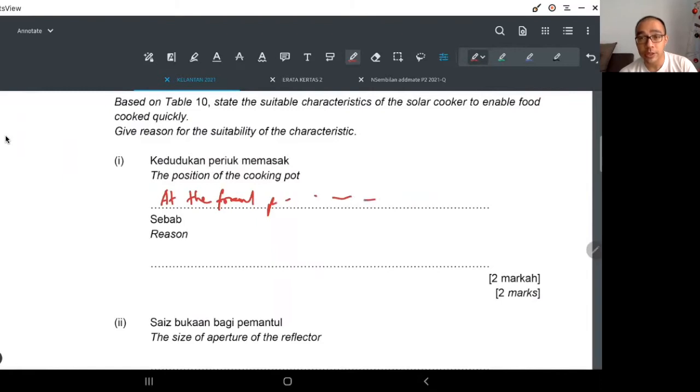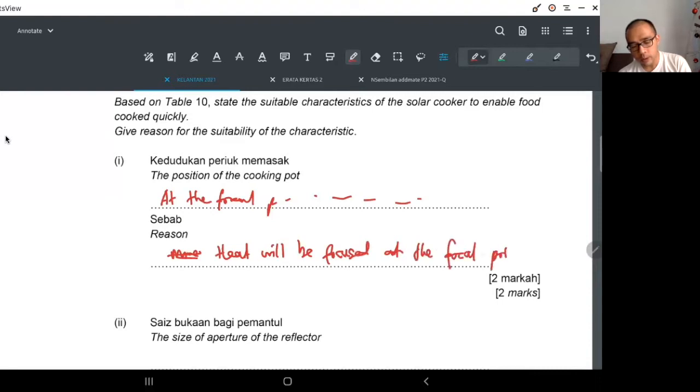Okay, I'm going to this one. And then the reason for this will be the heat will be focused at the focal point. Because if it is more than the focal point, or less than the focal point, it's not the focal point. The focal point is where everything converges. Okay, semua berjumpa di tempat yang sama. So the heat will be focused at that focal point.